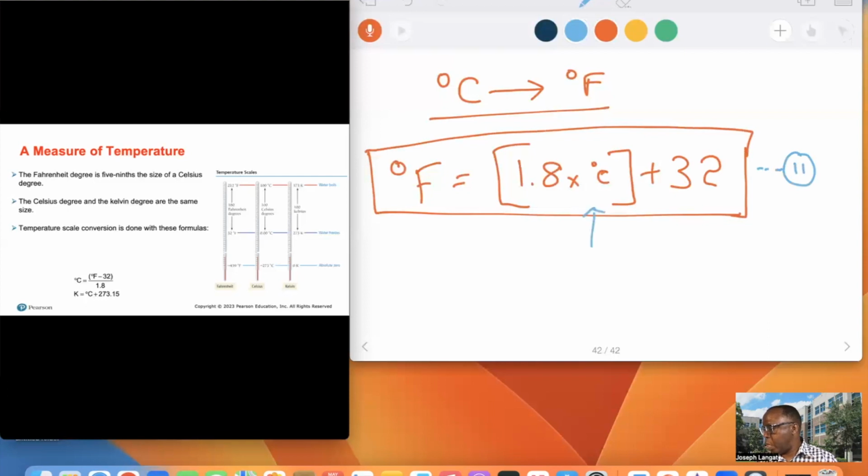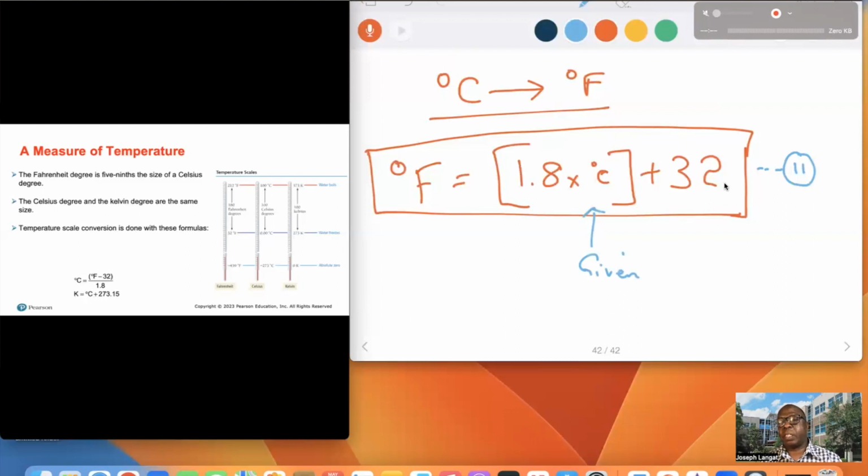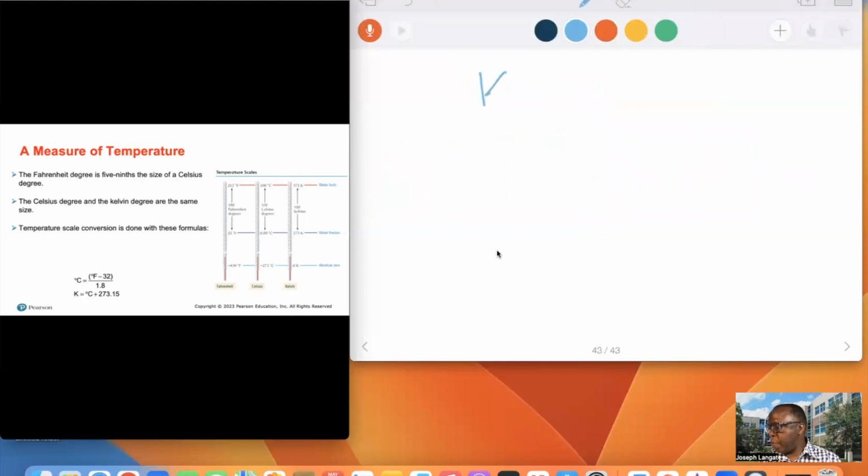So always, either you have to find or you are given. What you see here is, given the temperature in degrees Celsius converted to degrees Fahrenheit, your setup will be 1.8 times the given temperature in degrees Celsius plus 32. And of course, you can rearrange the other one. Let's say Kelvin to degrees Celsius, which means degrees Celsius is given by Kelvin.